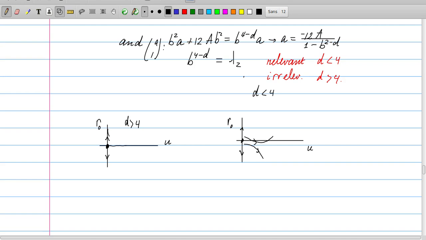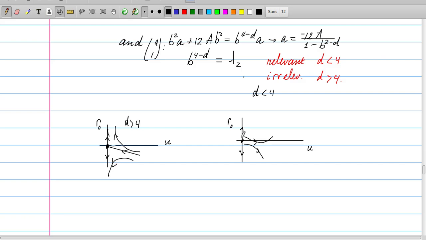Here is a cartoon of the flow. We have a fixed point at r0 and u being 0. That's the central point. There is a relevant direction along r0, so if we deviate from the temperature at which the system is critical, we walk away. And there is also an attractive direction for d greater than 4, and that is more or less along u, so that could be a direction like this. And so the flow should be like this.